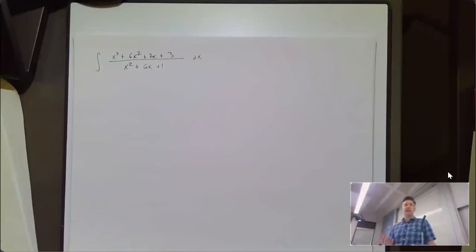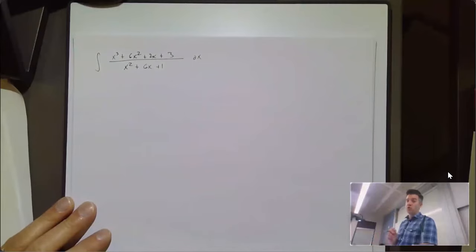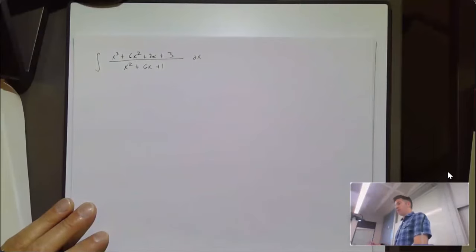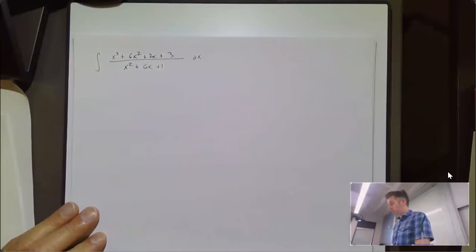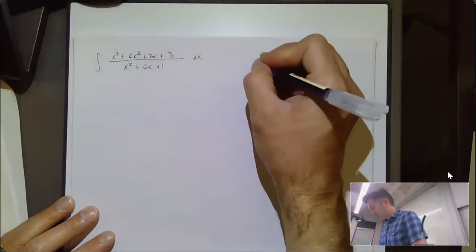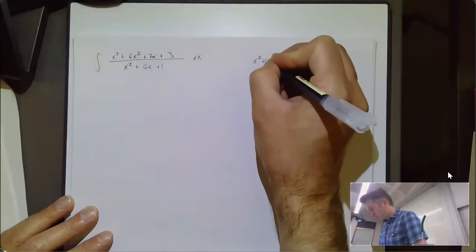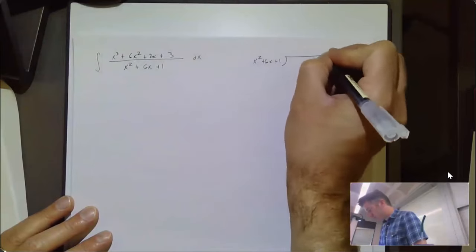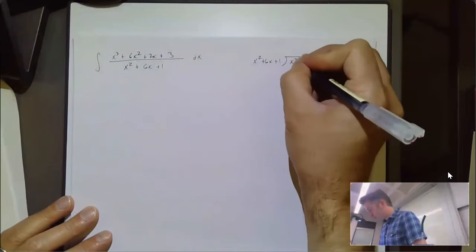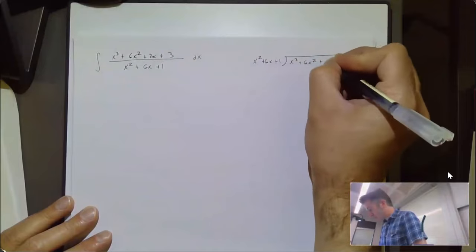So I guess what I'm saying is I'm looking at this and thinking about what's going to happen. Well, I should probably just get to the point and do the polynomial division, because when your degree on top is greater than or equal to your degree on the bottom, polynomial division is almost always where you start. So let's do the division. X squared plus 6x plus 1 is going into x cubed plus 6x squared plus 2x plus 3.